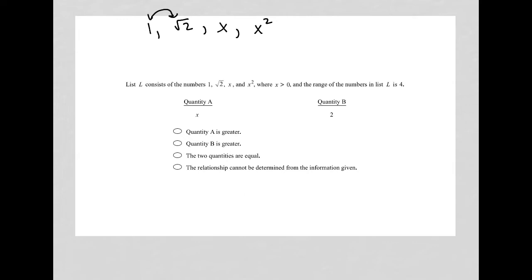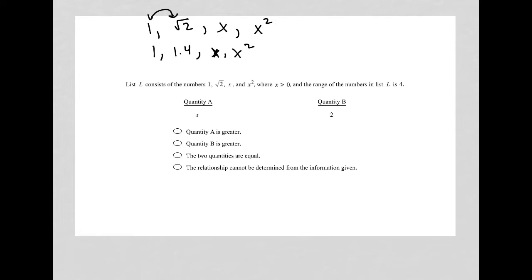So I'm going to go to my calculator and type in square root of 2. What I find is that this is basically, I'll just call it 1.4. It's not exactly 1.4, but I'll call that 1.4. So then we have our x and x squared. Now I can really see at least the relationship between those first two numbers.